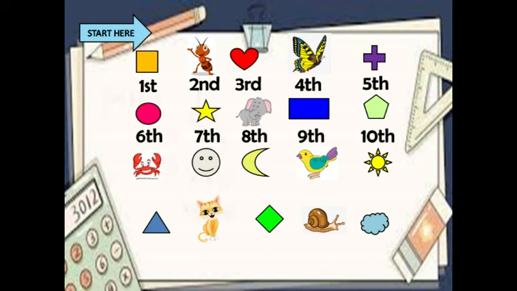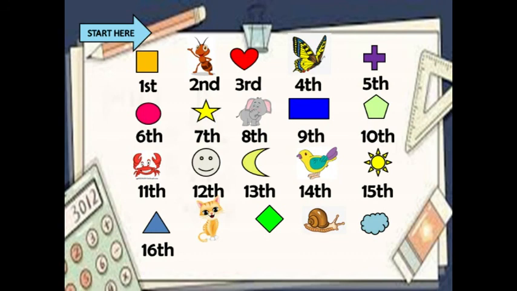Ninth is the rectangle. 10th is the pentagon. 11th is the crab. 12th is the smile face. 13th is the moon. 14th is the bird. 15th is the sun. 16th is the triangle. 17th is the cat. 18th is the diamond. 19th is the snail. And in the 20th position, we have the cloud.